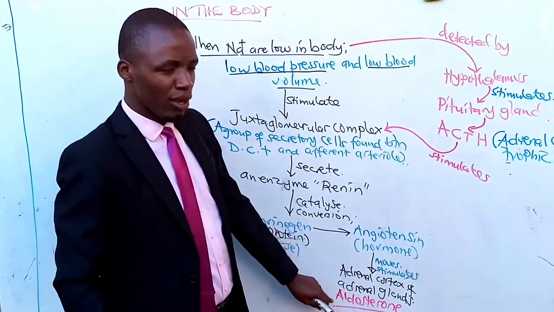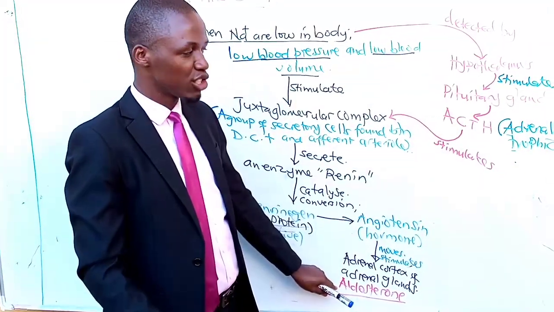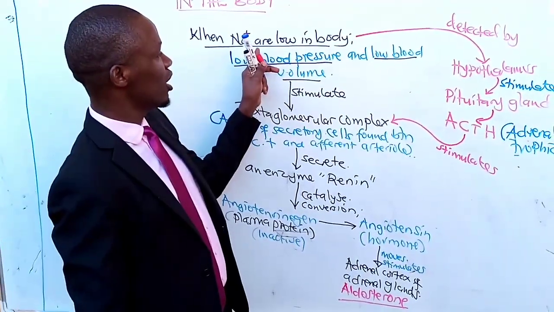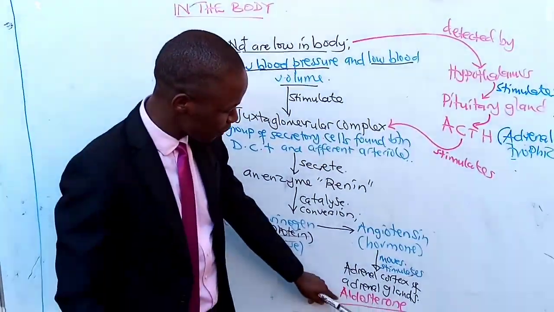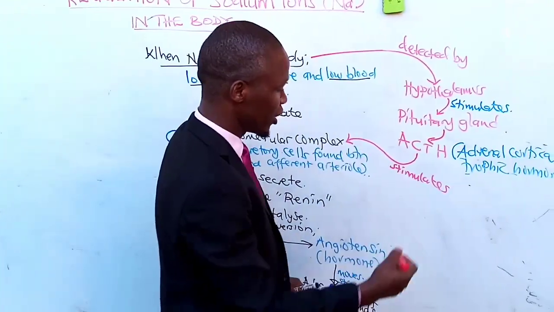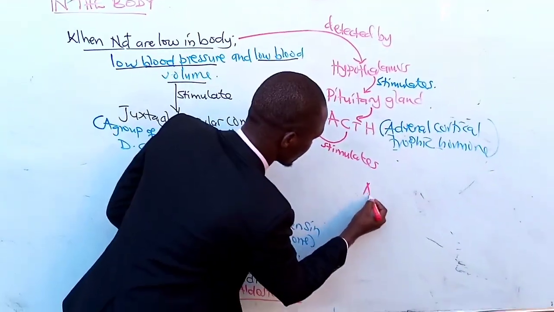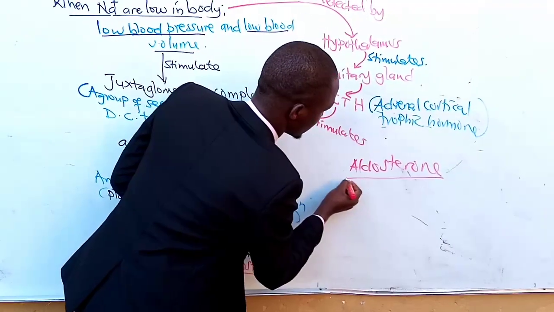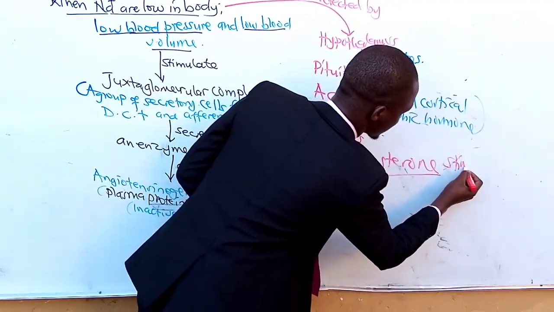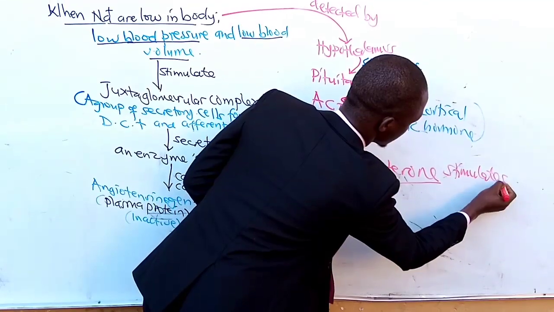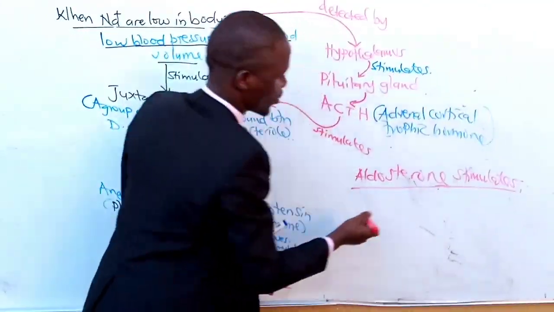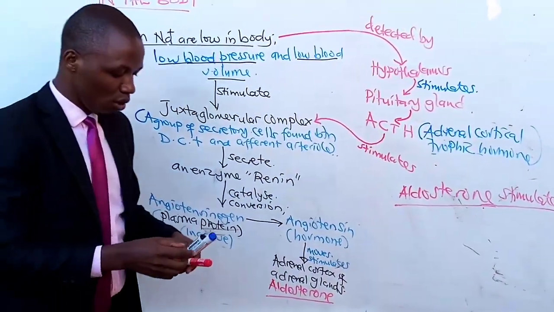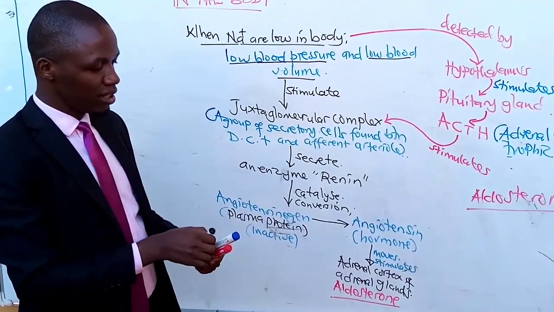So, after we have produced aldosterone, what does aldosterone do? Remember, our sodium levels are low. So, after we have gotten aldosterone, this is what aldosterone does. Aldosterone, we can say, stimulates the following. So, aldosterone, once it is secreted, it does the following.